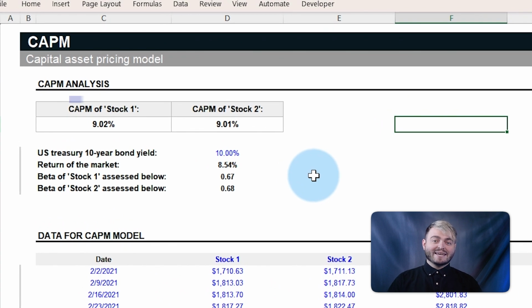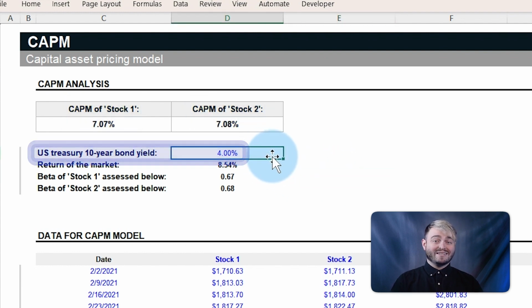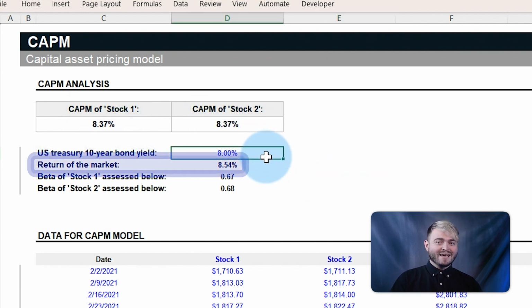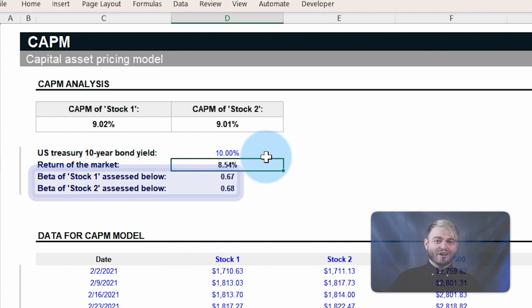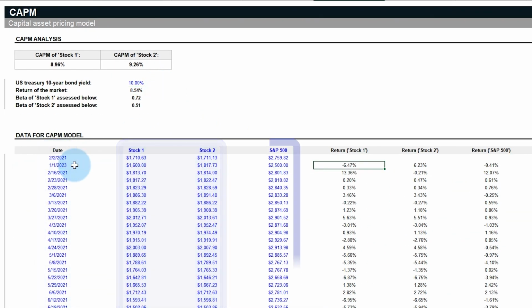This tab calculates the CAPM of two different stocks and data for the CAPM model against the U.S. Treasury 10-year bond yield, the return of the market, and the beta of each stock. Enter the date, price of the stock, and the S&P 500 price of that same period.